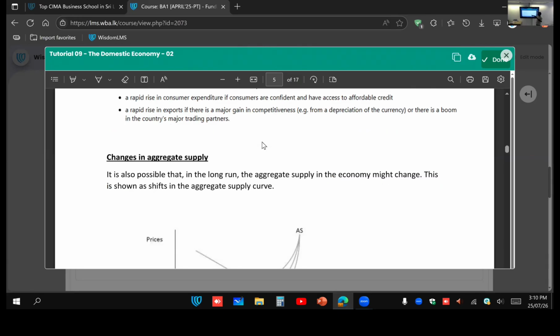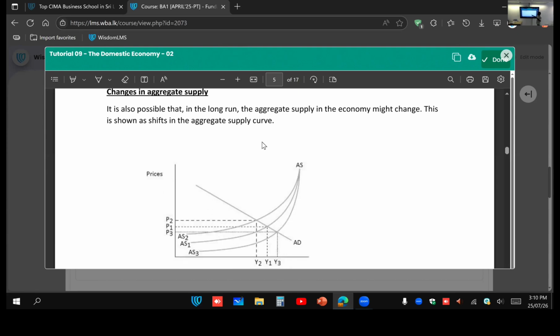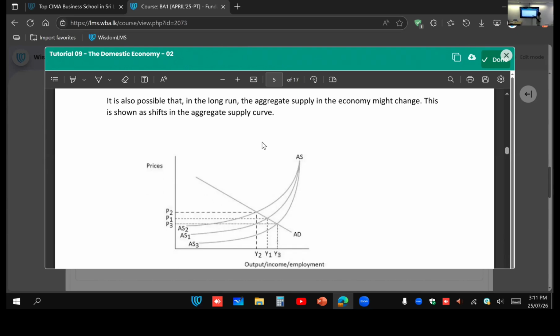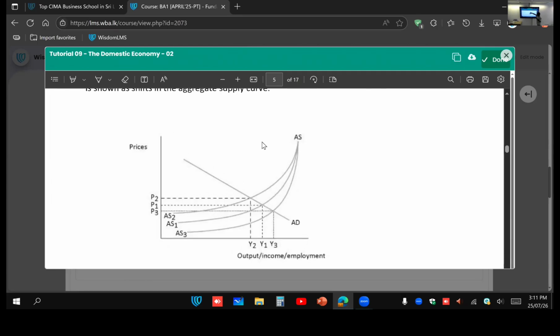So changes in aggregate supply. Now we understood the changes in aggregate demand, how the aggregate demand curve might move. This is aggregate supply. It is also possible that in the longer run, the aggregate supply in the economy might change. This is shown in the shifts in the aggregate supply curve. Look at this now.